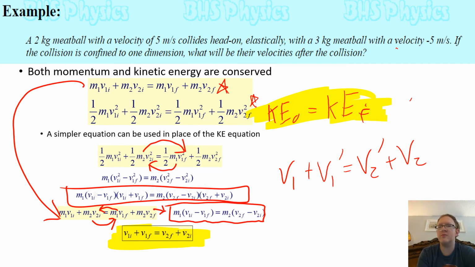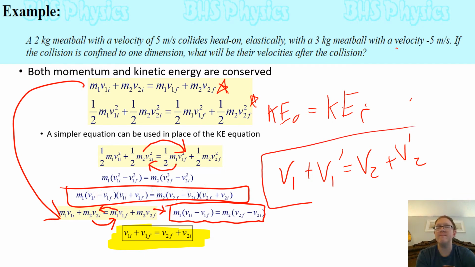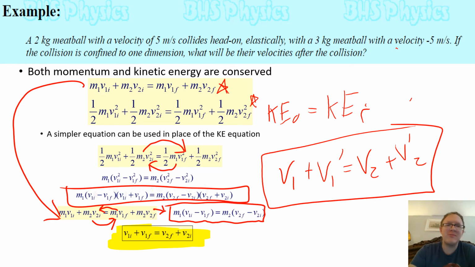Which we can just rearrange, and I don't even need to erase that. I can just erase that, put that there. Basically, velocity 1 plus velocity 1 final equals velocity 2 plus velocity 2 final. That's really cool. Why am I allowed to use that? Well, that's what this slide is all about.